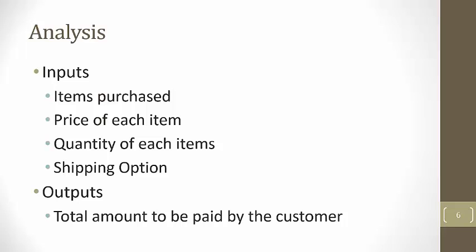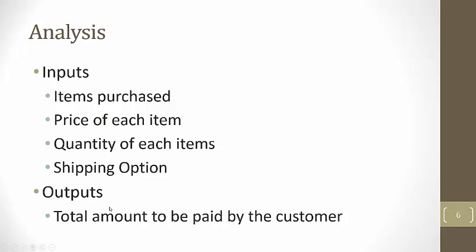So we can assume that we have several shipping options, and then the customer would select one of them. And as for the output, we are going to display the total amount to be paid by the customer. So as far as the requirements are concerned, these would be our requirements. We can think of them as a set of inputs and outputs.